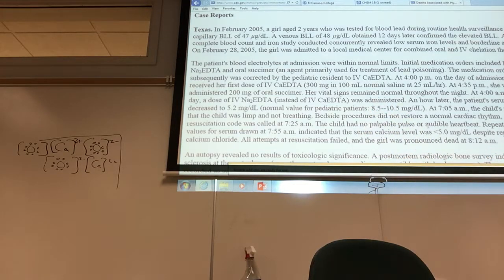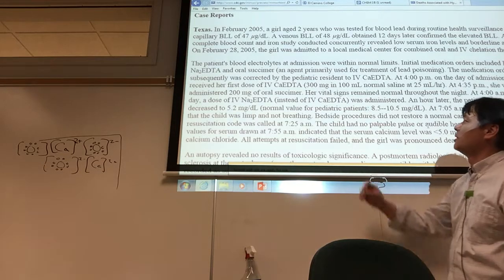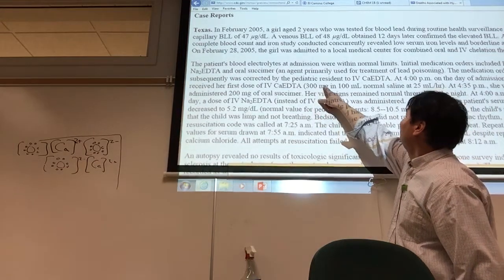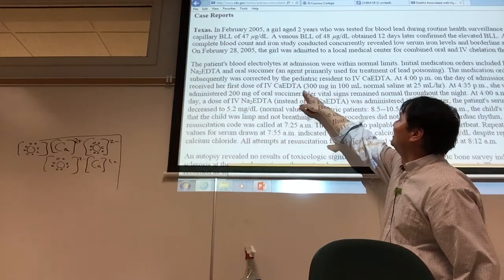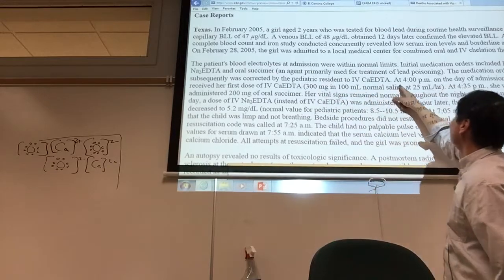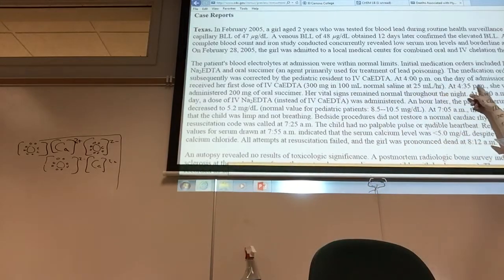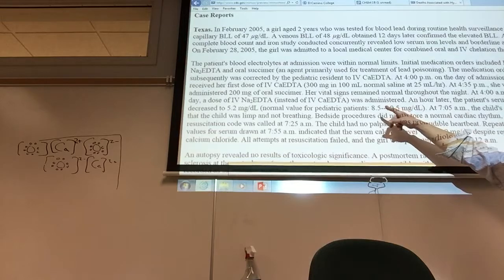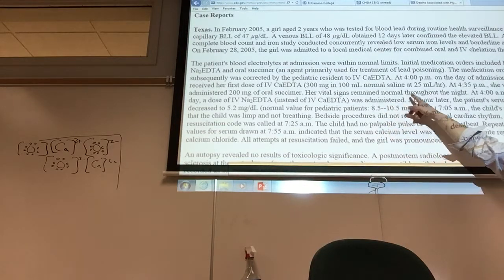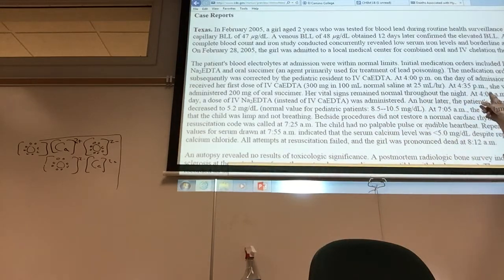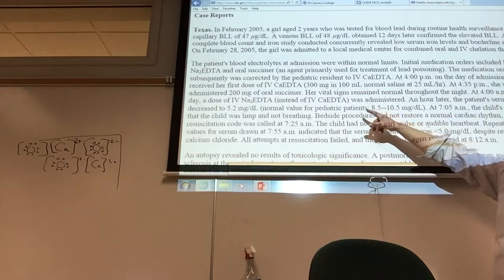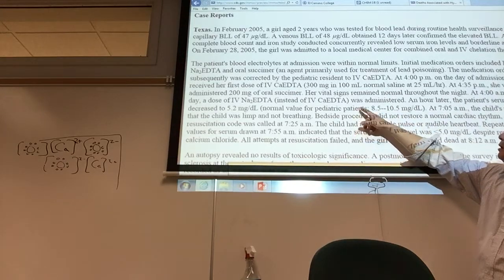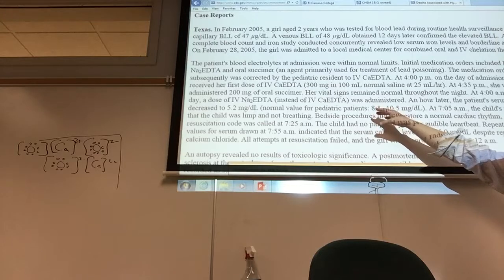Sodium EDTA is for when you have acute, very high blood lead levels that can cause some serious problems. But anyway, it was corrected by the pediatric resident to calcium EDTA. At 4 p.m. on the day of admission, the patient received her first dose of intravenous calcium EDTA. At 4:35 p.m., she was administered 200 milligrams of oral Sexamer. Sexamer is similar in ways.